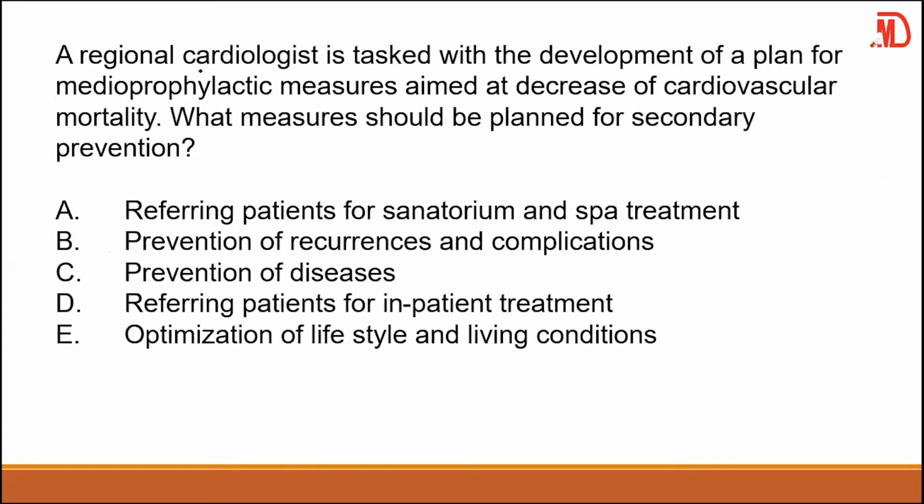A regional cardiologist is tasked with the development of a plan for medioprophylactic measures aimed at a decrease of cardiovascular mortality. What measures should be planned for secondary prevention? Guys, who can tell me what is the aim of primary prevention? Prevention of recurrence and complications? Come again. We are talking about primary. Vaccination is the prevention of the occurrence of the disease. Good.